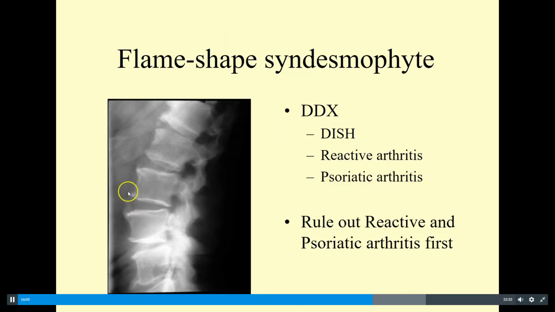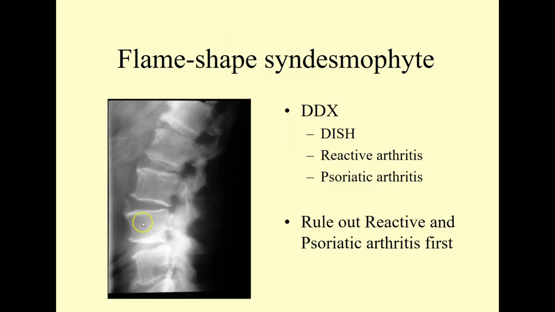Now, one of the variant presentations of DISH is this finding here on the anterior superior corner of L4. This is referred to as the flame-shaped syndesmophyte by some, or I actually prefer the flame-shaped paravertebral ossification.